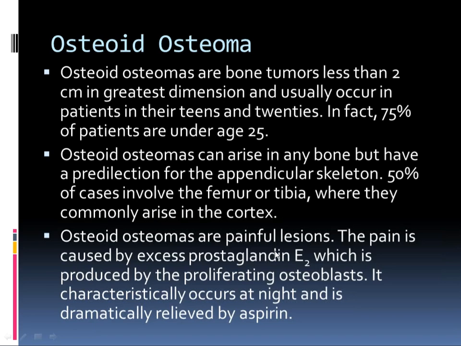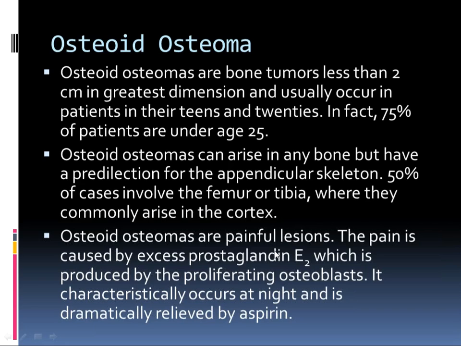Another tumor is the osteoid osteoma. Yes, it is a benign tumor. It is one of the most common tumors, in which the tumor is less than 2 centimeters in greatest dimension, and usually occurs in patients in their teens and 20s. Of course, teens means 14 to 16 years, and in the 20s both. In fact, 75% of the patients are under the age of 25. So these are bone tumors of less than 2 centimeters.